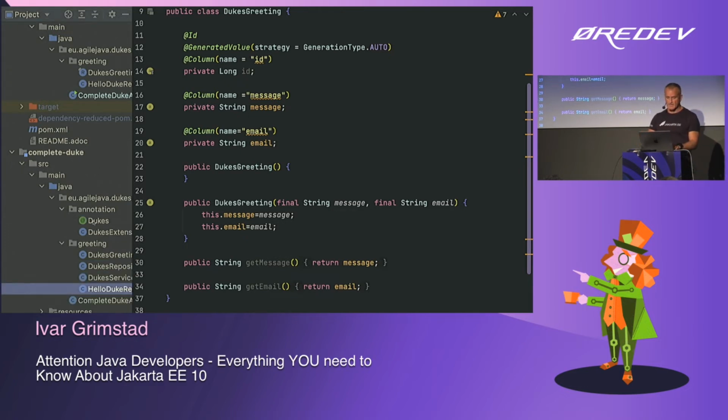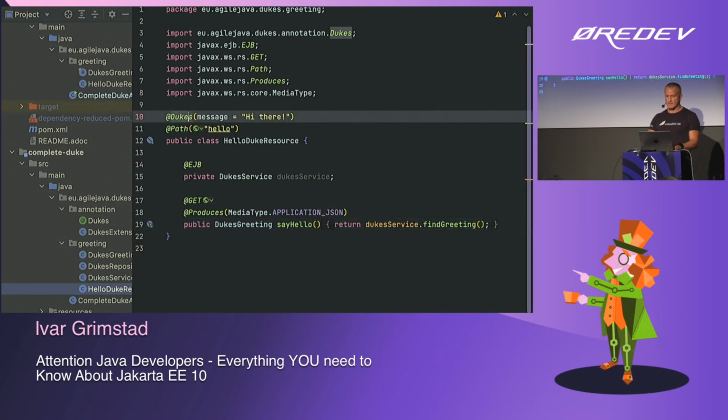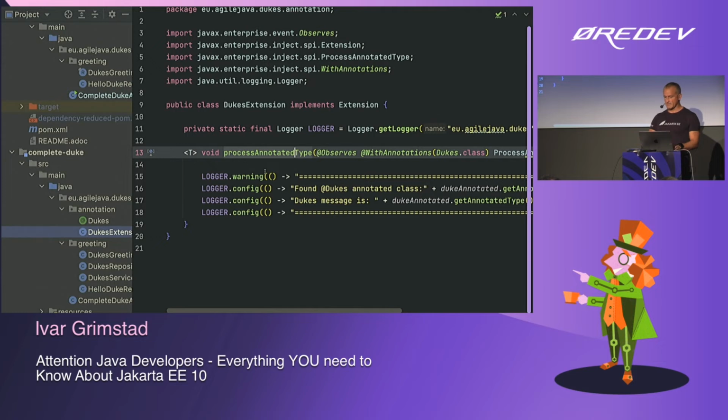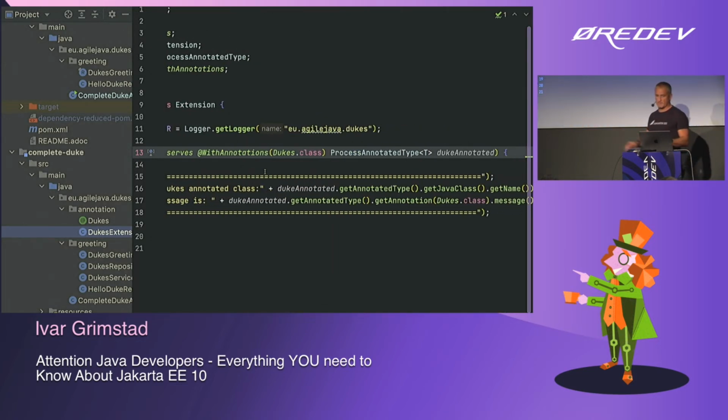I also have this @Dukes annotation, which I've put on the RESTful resource here, just to show this extension, which just scans for this annotation and prints a log message.